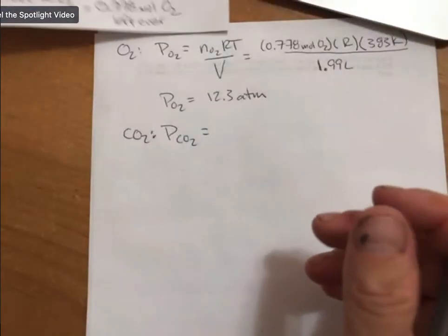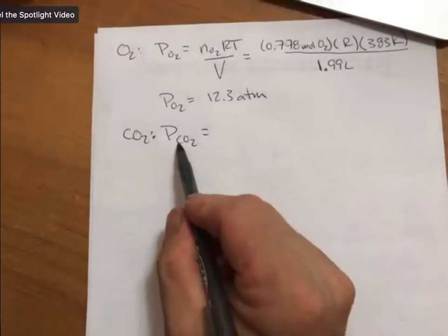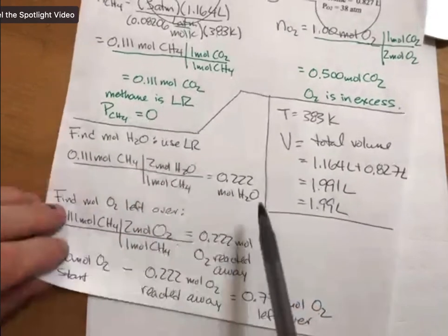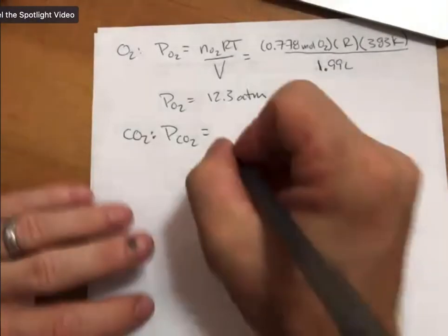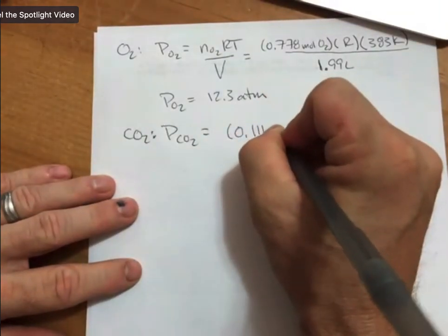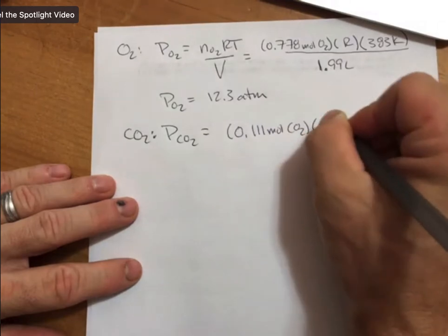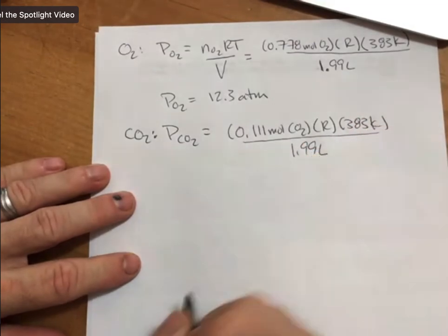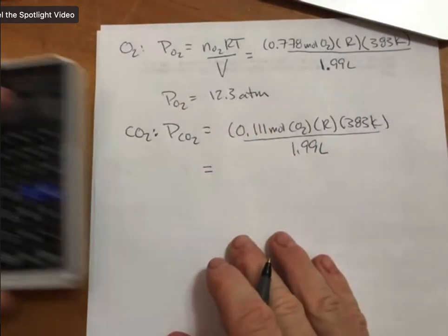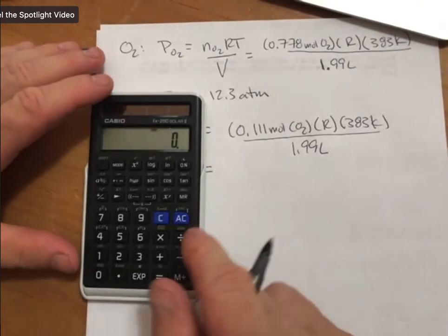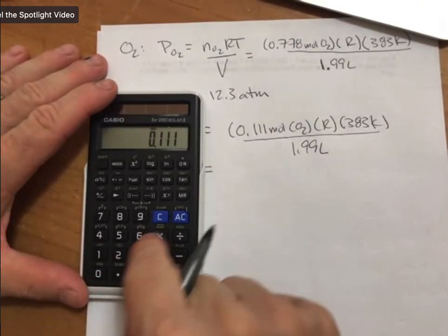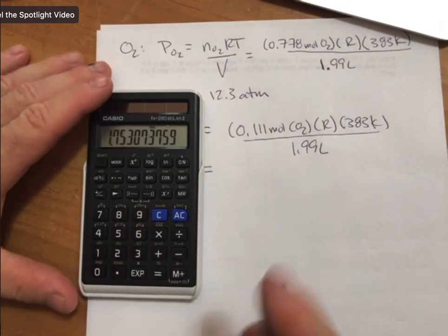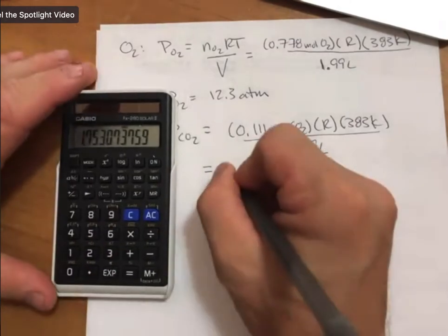Okay, so let's see. Partial pressure of carbon dioxide is going to use the moles of carbon dioxide that we came up with before, which was 0.111, and everything else is the same. And what we get this time, 0.111 times 0.08206 times 383 divided by 1.99, 1.75 atmospheres.